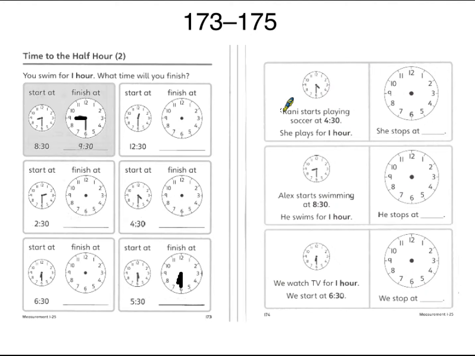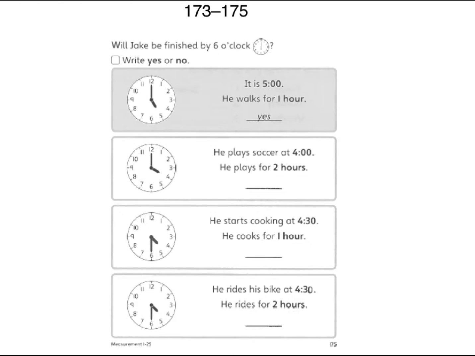This is also 1 hour later. This is where the people start. You have to do 1 hour later and write the time. And the last one is a little bit different. Will Jake be finished by 6 o'clock? You have to write yes or no. So you have to think. You have to add, this is where it gets a little bit different. Here you have to add 2 hours. Here is 1 hour. Here is 2 hours.